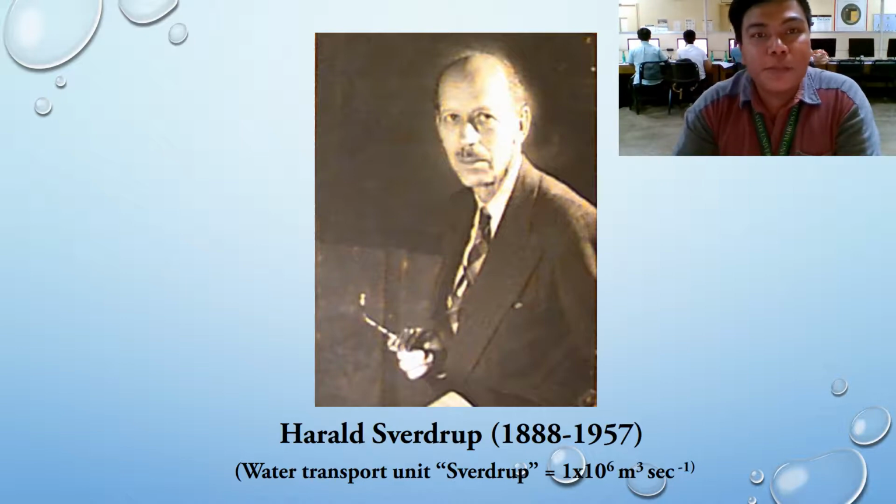The person in the picture is Harald Sverdrup. His theoretical understanding of the effects of a boundary or a continent on ocean circulation allowed for calculation of surface flows via wind stress. And in his honor, the water transport unit was named after him. This is his Sverdrup, which is equal to 1 by 10 raised to 6 cubic meters per second.